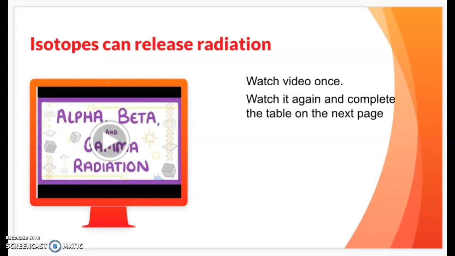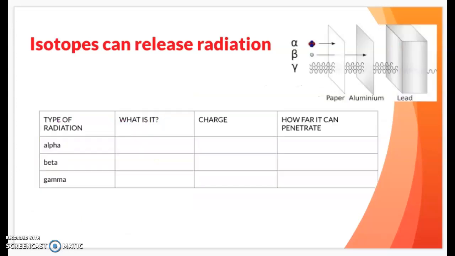So watch this really cool video that shows you about the 3 types of radiation, and watch it once more and complete the table on the next page. This links onto things like nuclear energy, and your microwaves. I love this diagram here. It shows you how far alpha radiation can go, then your beta, and then your gamma. You can see they can even pass through lead.